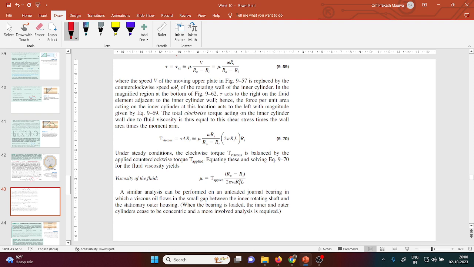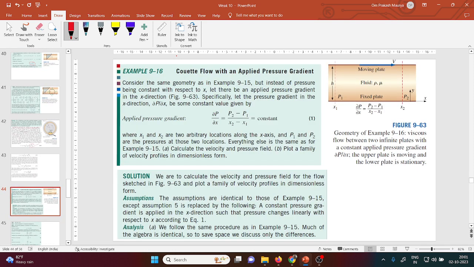You can take a screenshot if you want. And another question is there. In the previous question, the pressure gradient was not there, but here a similar question is there, with the pressure gradient applied. So how will the result differ from the previous solution? In the previous one the pressure gradient was zero, but here the pressure gradient is there. So take the screenshot of this also.